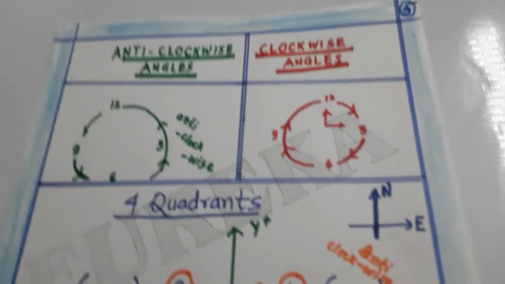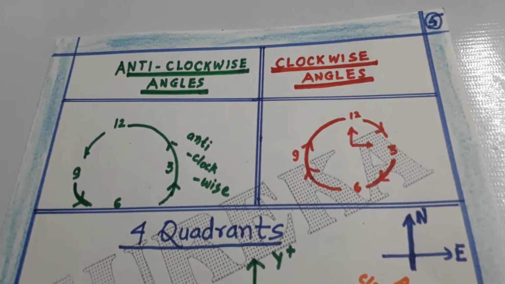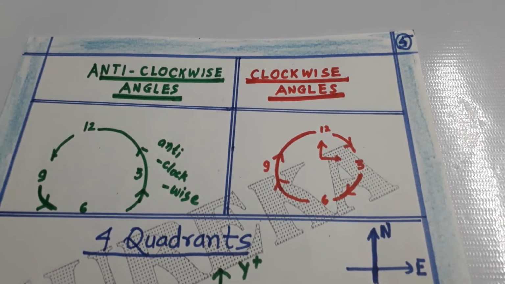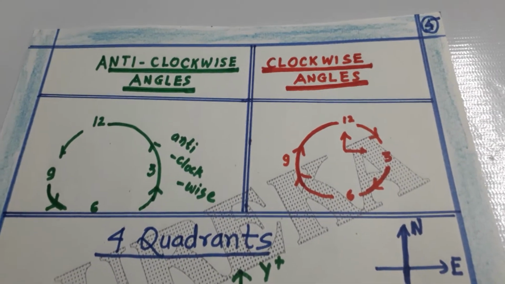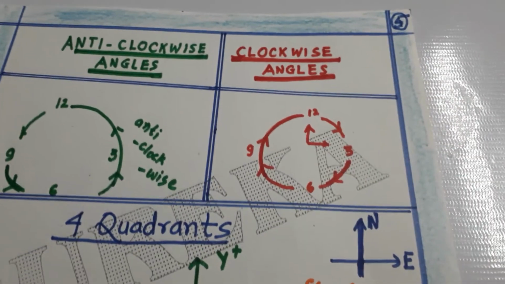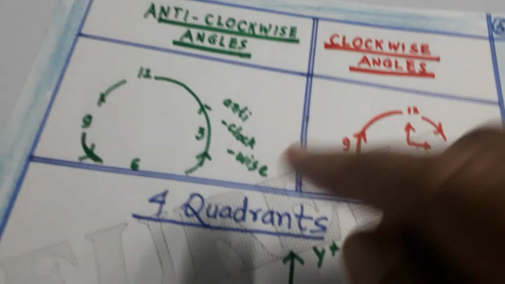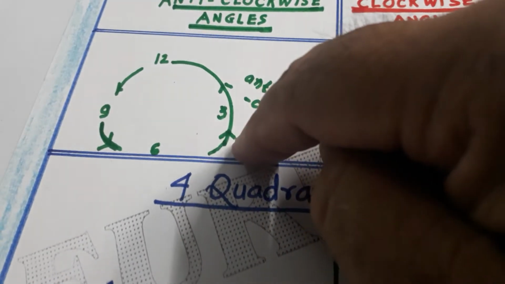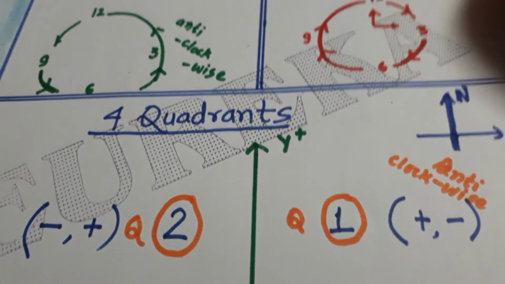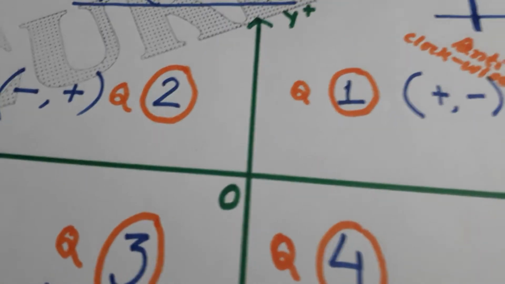Now, let us go further. The angles may have positive direction or they have negative direction. If they are going in the anti-clockwise, they are considered positive. If they are going in the clockwise, they are considered negative. Now look here, anti-clockwise is this direction, and whereas the clockwise is like this direction. This you already know. Now let us go to the quadrant part.